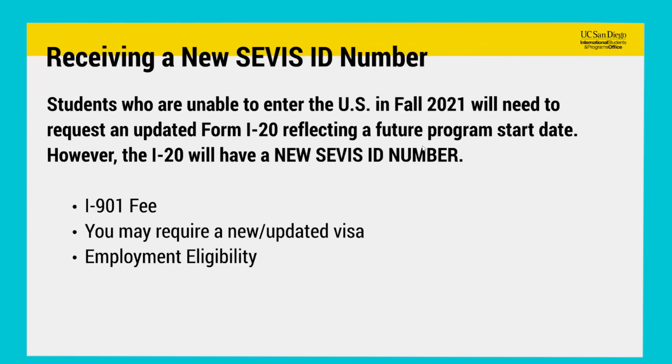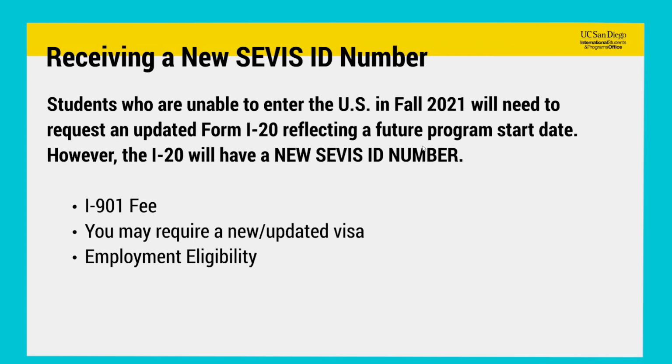Now, when we issue you a new I-20, let's say for winter of 2022, reflecting when you will seek entry into the US, that I-20 will have a new SEVIS ID number. This is really important to note because when you do receive a new SEVIS ID number from UC San Diego, there are a couple of things that you'll need to do. The first is you'll need to pay a new I-901 fee to activate that new SEVIS ID and SEVIS I-20. The second thing is you may require a new or updated visa to enter the US.